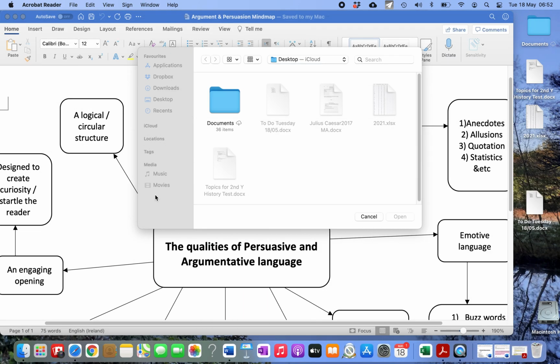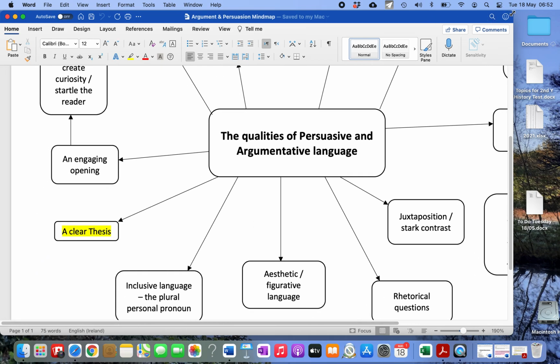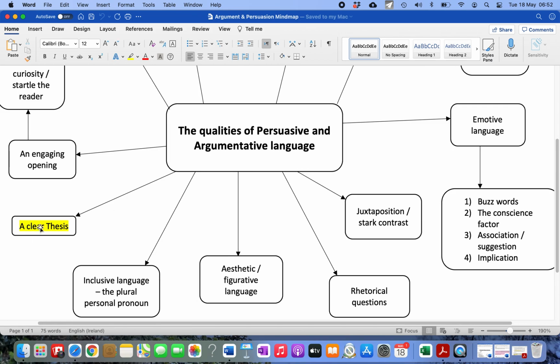So we know what you're looking for. Let's go through it very, very quickly, okay? You already have this document. So what are you looking for? A clear thesis. So what does that mean? It means the piece has to have a purpose. It must be clear throughout the piece that the writer's point of view is expressed directly to the reader.